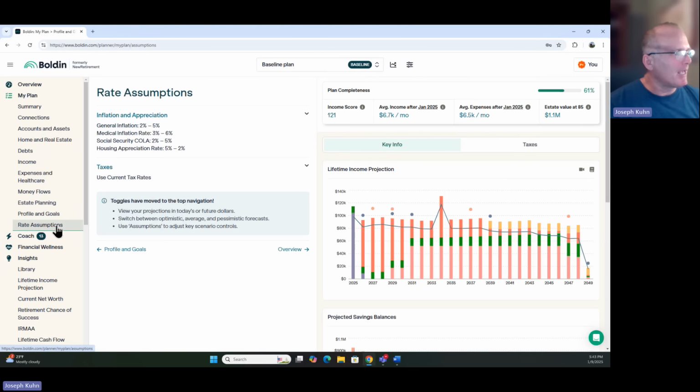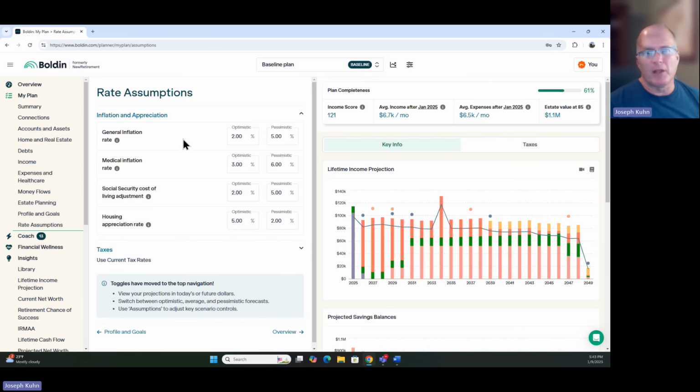Okay, then the last section I wanted to cover is rate assumptions, inflation, and appreciation. Okay, general inflation. We'll blow this up with the caret. I have optimistic at 2%. Optimistic inflation is low inflation, so 2%. Pessimistic, I put as 5.